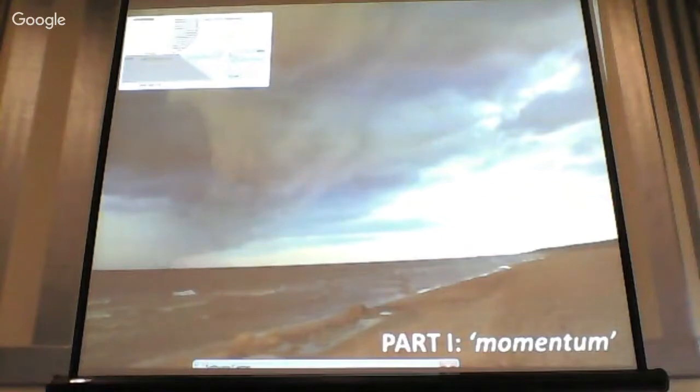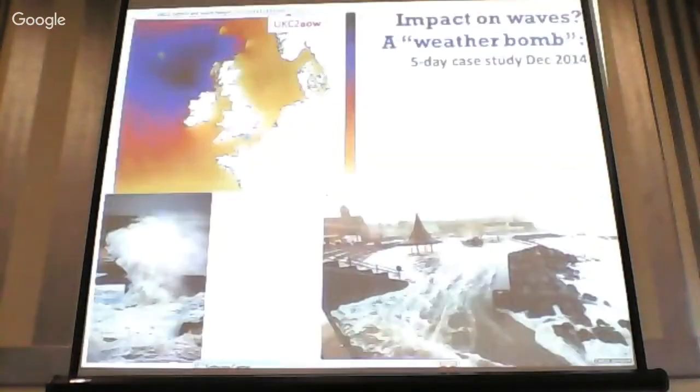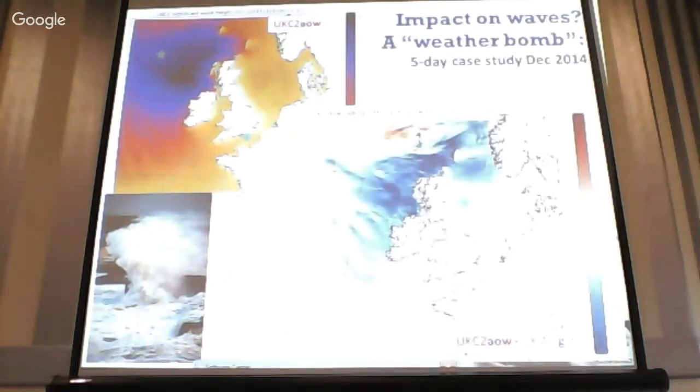So let's start with what I might call the windy days and look at some of this momentum exchange stuff. This is a case study, so we've run the system for a 5-day case study from December 2014, which was a strong wind, high wave case with, as you can see, coastal flooding and coastal impacts. This plot on the top left is significant wave height, so waves up to 16 meters or so coming in from the northwest from a very big storm.